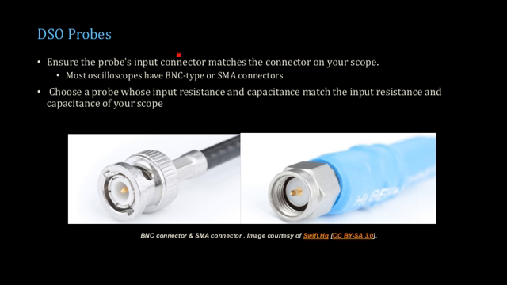So the input connector has to match with the connector of the scope. Different connectors are available, and the general ones are the BNC type connector as well as the SMA type connector. This BNC type connector you must have used in your CRO also. And the input resistance and the capacitance of the probe have to match with the input resistance as well as capacitance of the scope. In that way your probe will be chosen so that you will get better results.